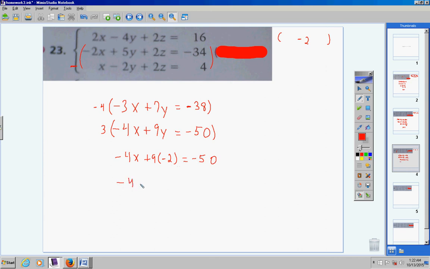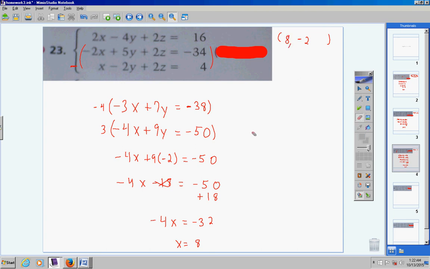Negative 4x, 9 times negative 2 is negative 18, equals negative 50. Bring your 18 over and make it a positive 18. And we should be left with negative 4x equals negative 32. Divide both sides by negative 4, and a negative divided by a negative is positive. 32 divided by 4 is 8. So we'll put an 8 right here.